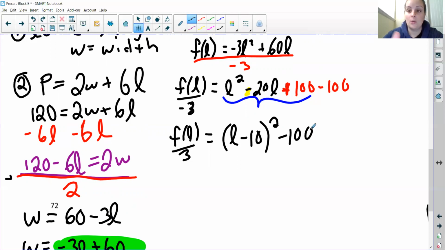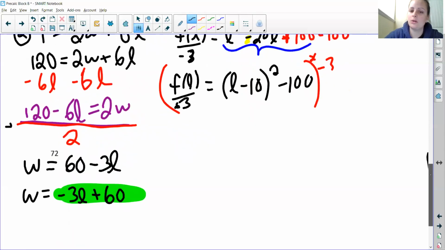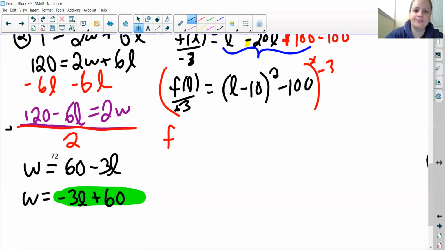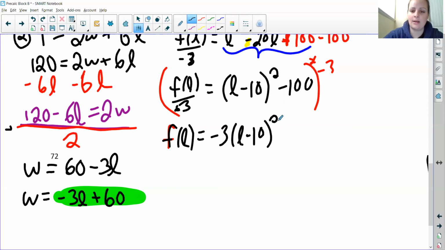Okay. We're not done. We have that little awkward -3, which I forgot to write the negative down for over here, just hanging out there. So we're going to multiply everything by -3. That's not to the power of -3, that's times -3. I don't know how to write that clearer at the moment. So that means we're going to have f of L equals -3 times L minus 10 squared plus 300.